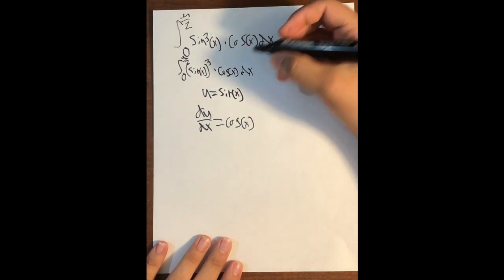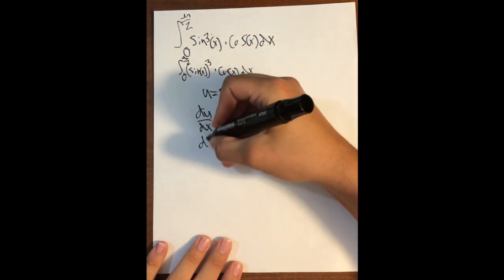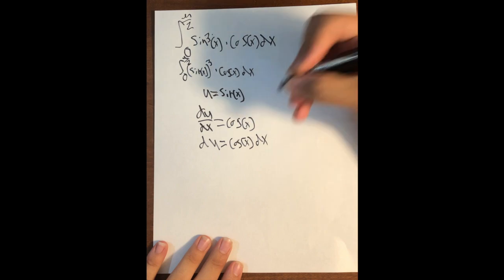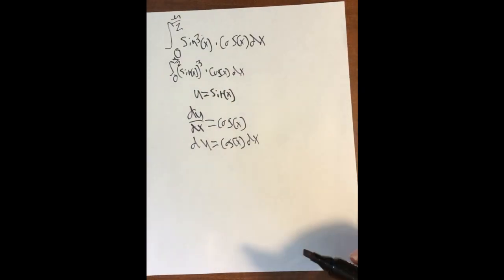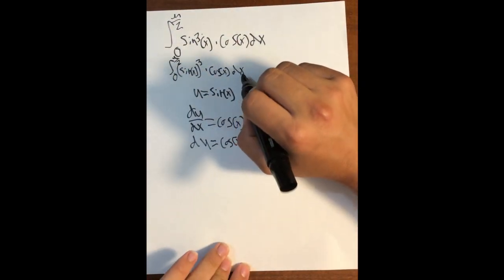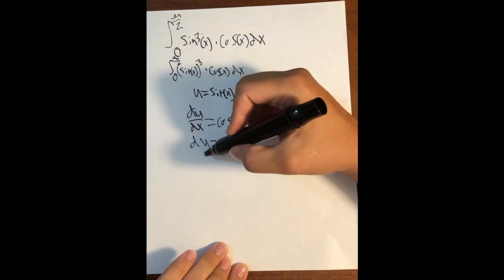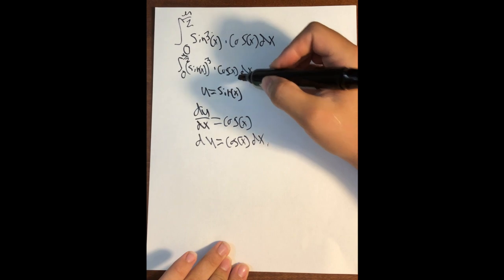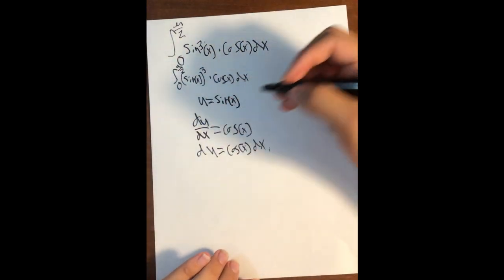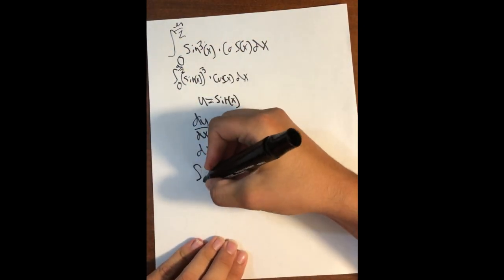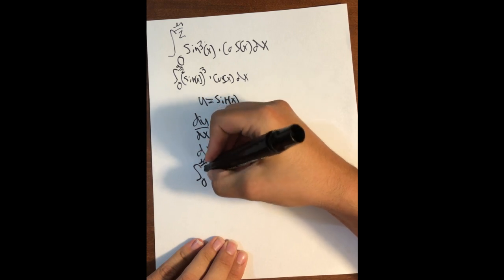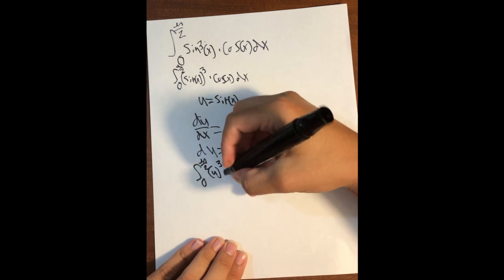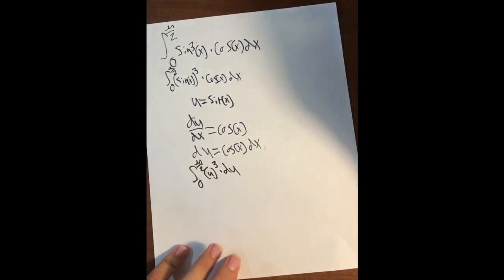So then we multiply by dx, and we get du is equal to cosine of x dx. Now if you look, we have cosine of x dx, and since du is equal to cosine of x dx, we can substitute this whole thing in for du. And so we substitute everything in, and we get the integral from 0 to pi halves of u cubed du.